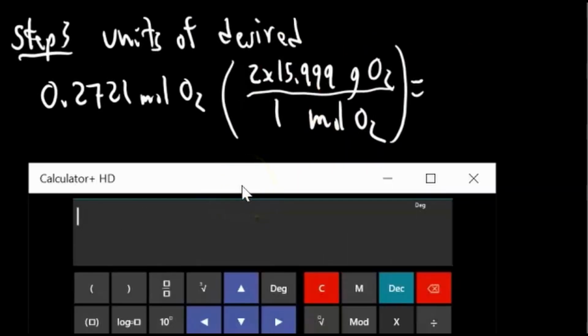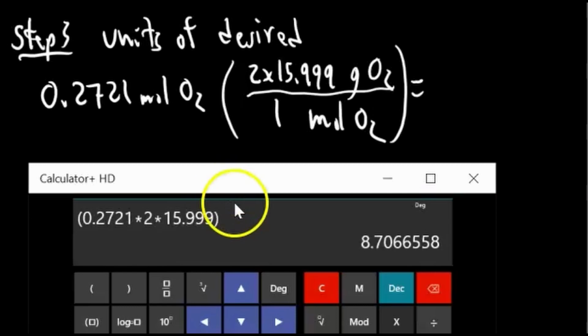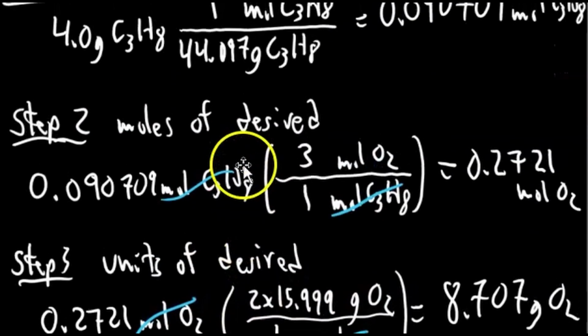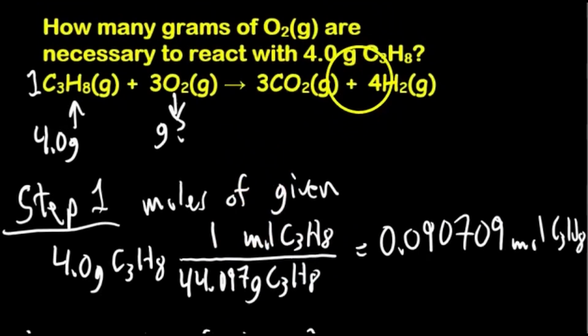All right, so we have 0.2721 times 2 times 15.999 divided by 1, which I don't have to put in there. So 8.707, rounding. 8.707, and our units are in grams of O2, which is what we want. Grams of O2. So we'll go to the beginning of the question for full marks.